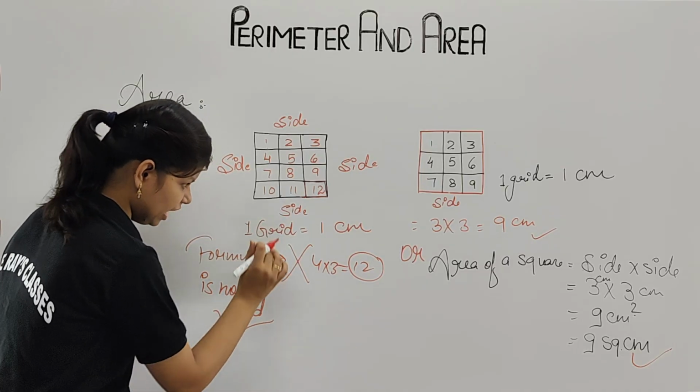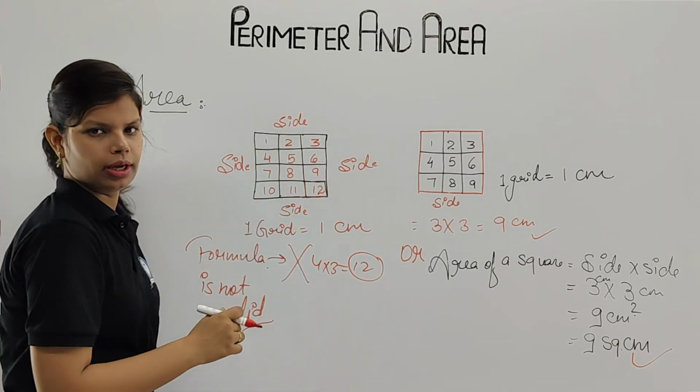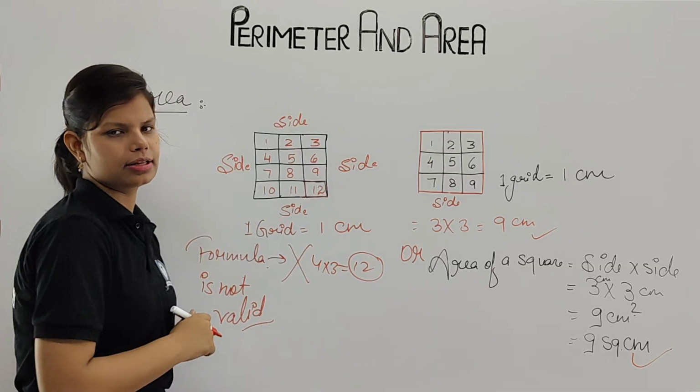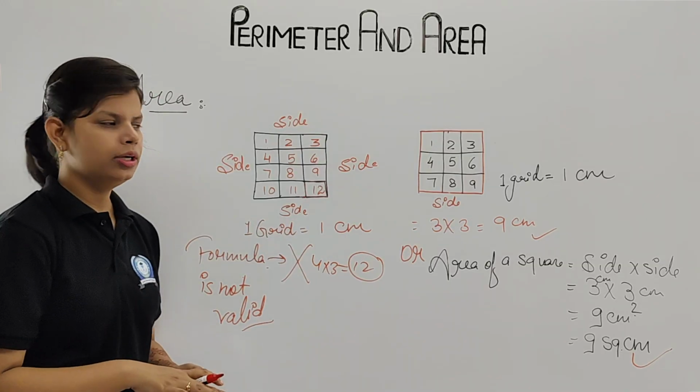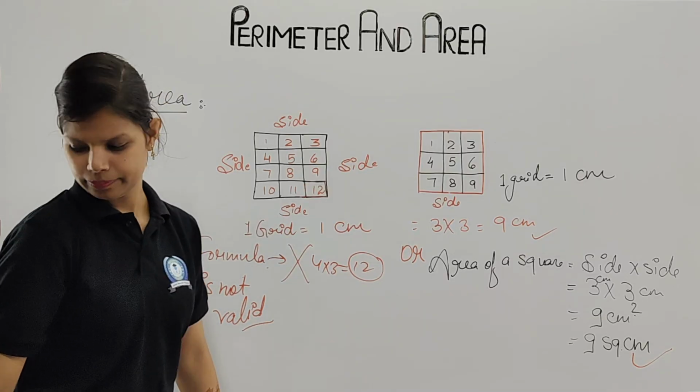not valid in this case. As you know, when we multiply 4 with 3, the answer is okay. But when you talk about the formula, that is not valid. Understood, children? So this is just an explanation part. Now we'll go with the deep discussion of that.